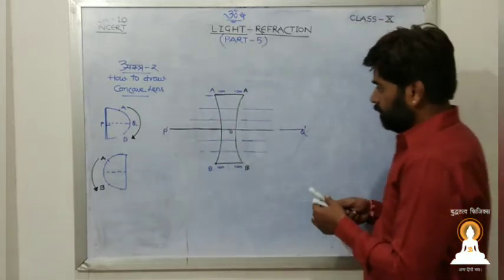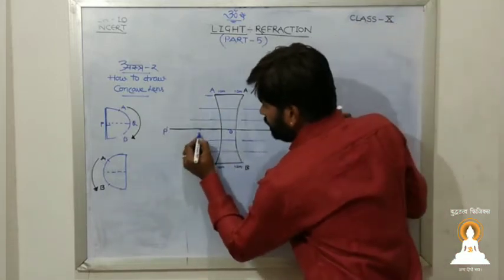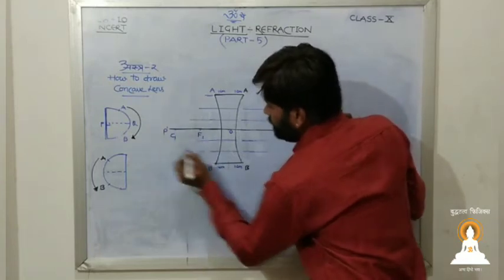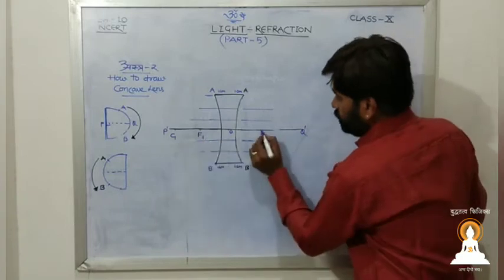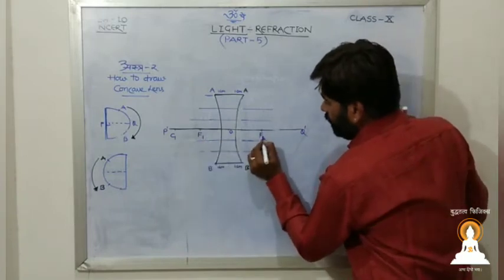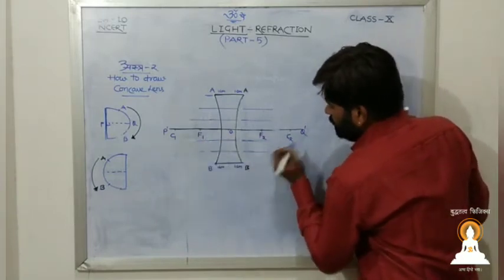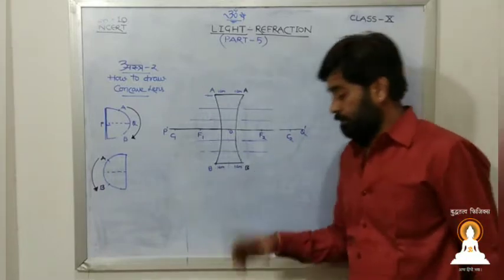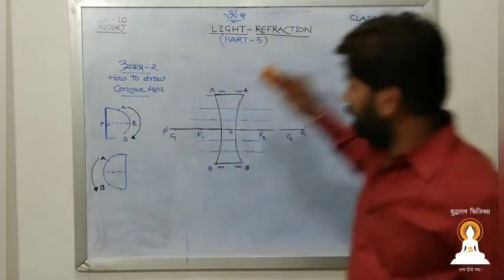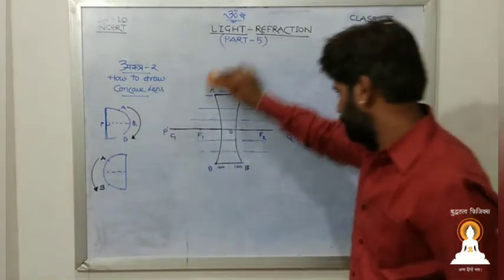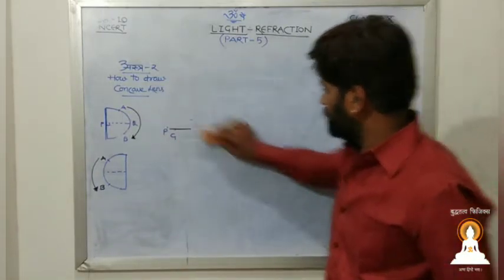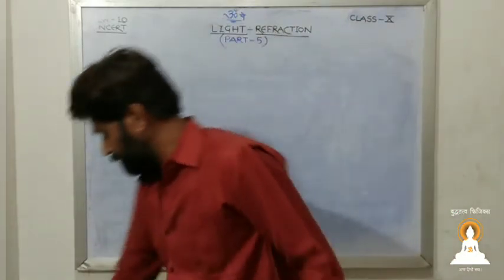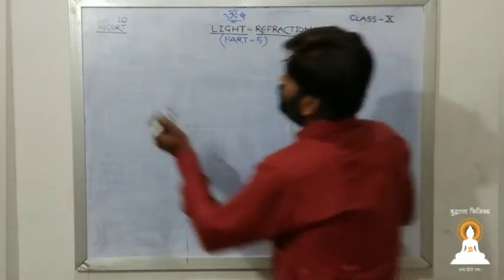After that, this is the optical center, this is the focus F1, this is the center C1, and at equal distance on this side, this will be the focus F2 and this will be C2. This completes your diagram. So this was the trick to draw a concave lens. Let us move to the next one, in which we are going to discuss the rules to draw.